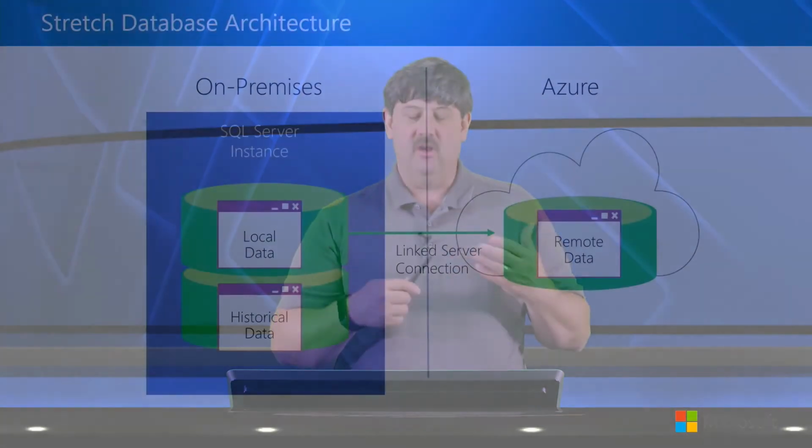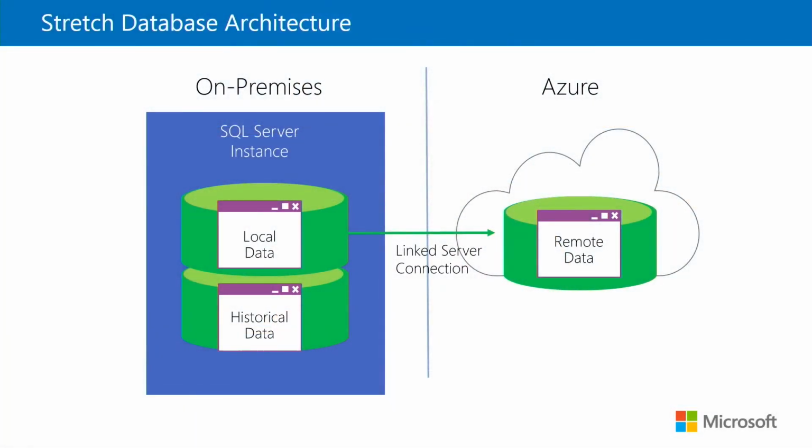So the way the stretch database works is once we enable a database for stretch, it creates a remote endpoint in the Azure environment. So we get an Azure remote endpoint for the SQL environment. And then once we enable the migration for a table, data from that table is then going to be copied or migrated out to the Azure environment.